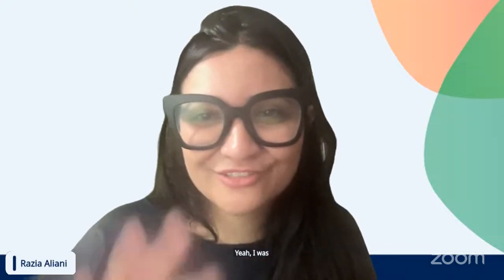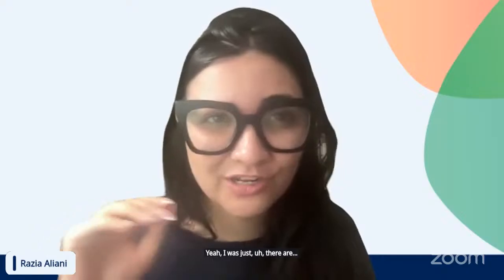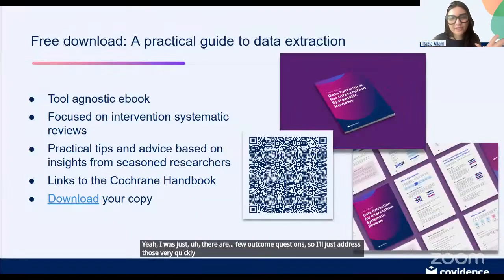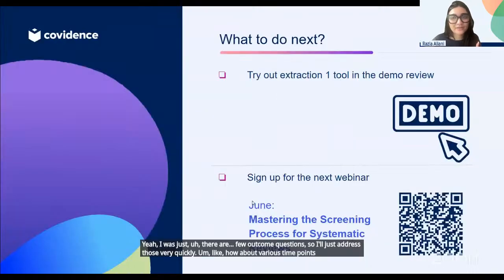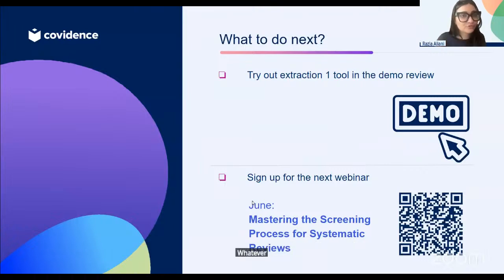There are a few outcome questions, so I'll just address those very quickly. Like how about various time points that need to be added? For example, different studies reported different time points, how to set it up. So you can add whatever time points you are interested in to your template.